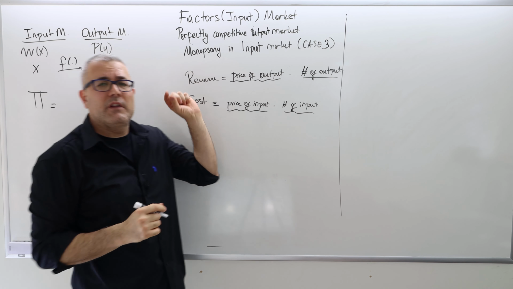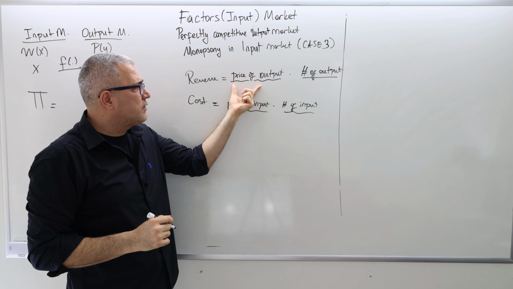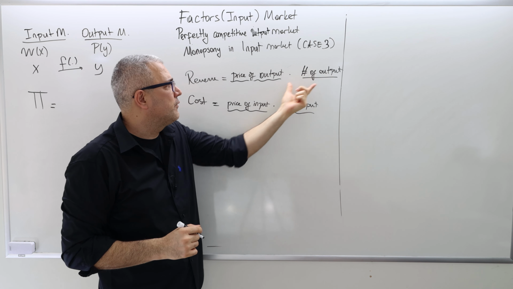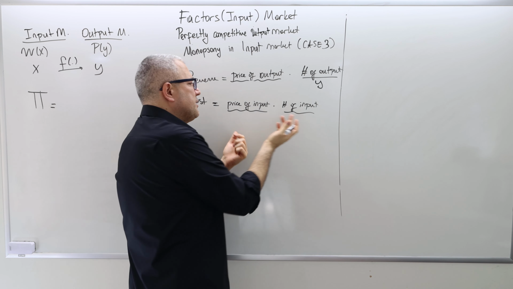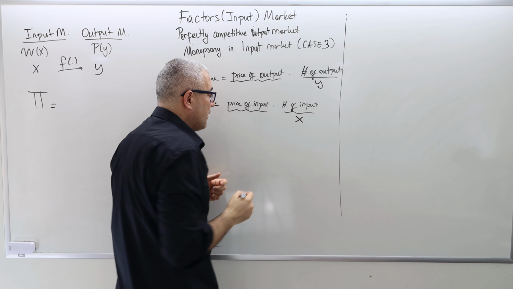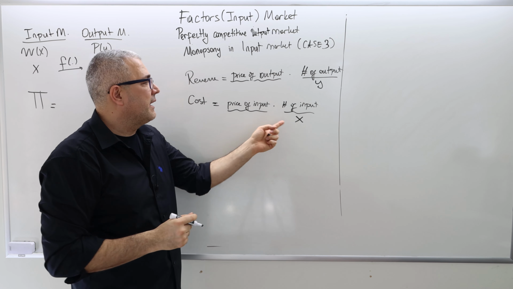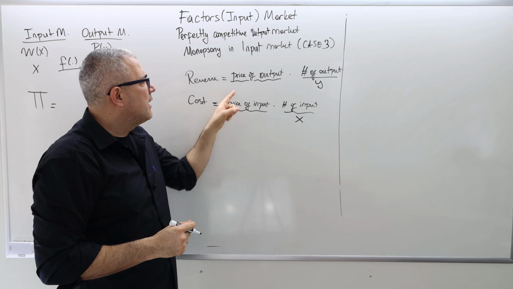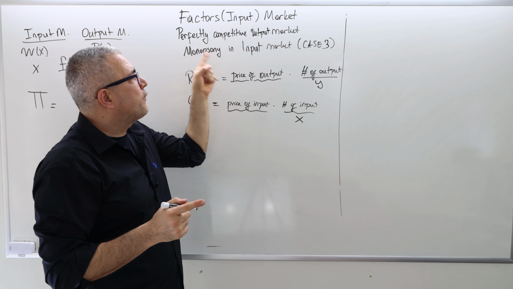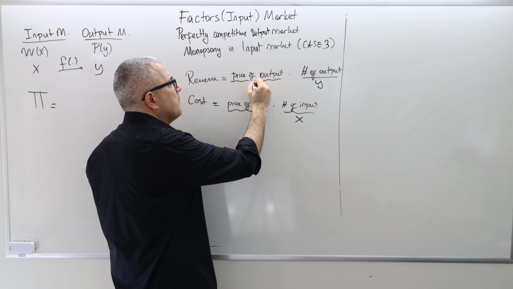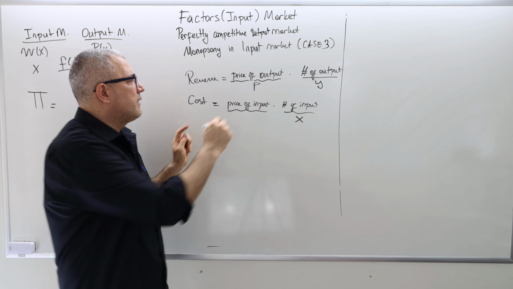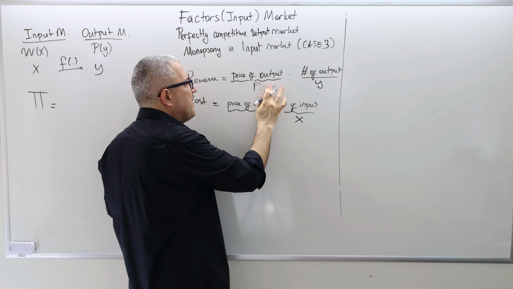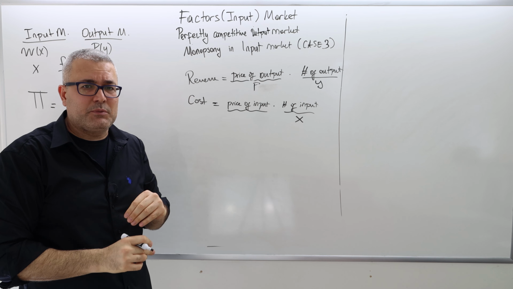What is it? Again, as always, revenue is the price of the output times the number of output, and the cost is the price of the input times the number of input. The number of output is always denoted by our notation y. The number of input is denoted by x. In the output market, the firm is competitive, so it's going to take the price as given. So it's some p, which is given. I can't change it. So it's not p of y. It's just p, determined by the market demand and supply curve.